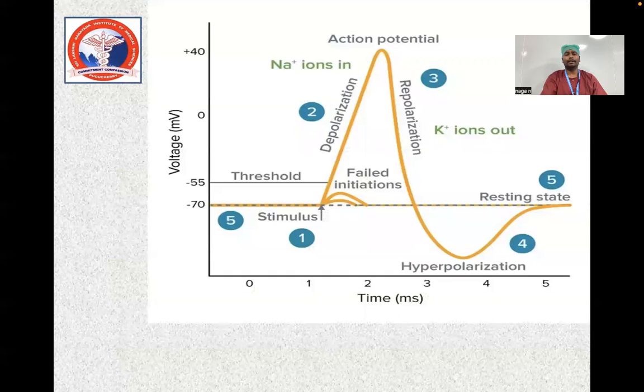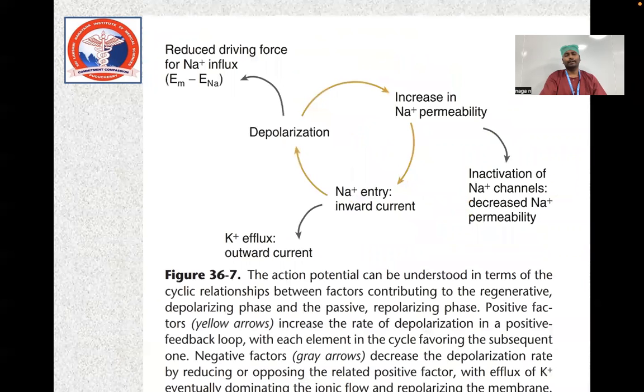This is the action potential. Whenever you trigger the nerve, the action potential passes from one nerve fiber to another through this process only. Initially, the depolarization will happen. After that, repolarization will happen. Then it will go into the hyperpolarization and resting state. Here you can see the way the current passes through. Initially, because of depolarization, sodium permeability increases and sodium entry occurs as inward current, and potassium efflux happens as outward current.